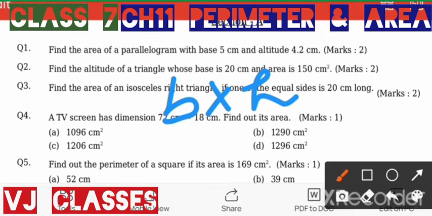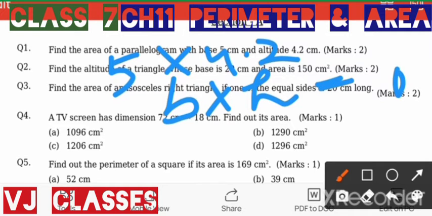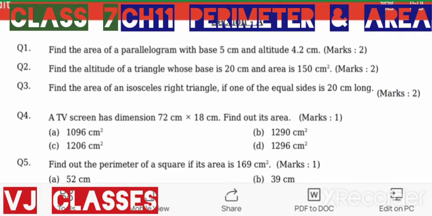So base is given 5 and height is given, altitude is height, altitude is given 4.2. You just need to multiply these two. So 5 into 4.2 is 10, 0, and 5 fours are 20, and 21 is the answer. Okay, so you will get the area of the parallelogram by multiplying the base into height. Okay, and area always comes in unit square. Here unit is centimeter, so centimeter square.